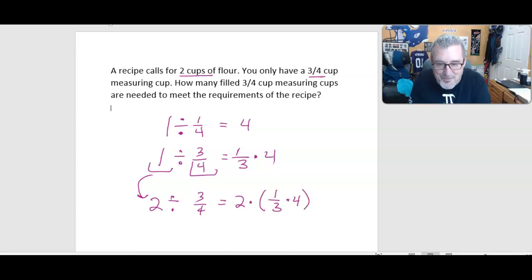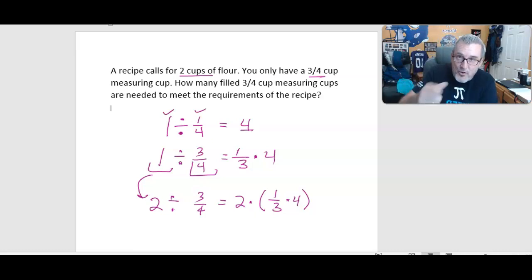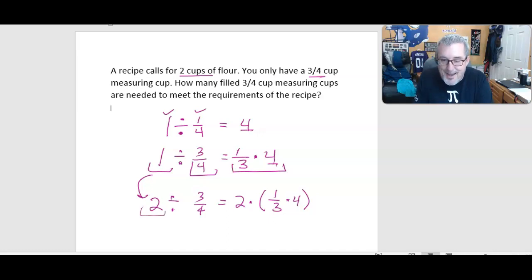All right, so watch the flow here. I start with what's easier to think about. It's easier to think about 1 cup of flour and a 1/4. It takes 4 scoops, 1/4, 1/4, 1/4, 1/4 to make 1. Then I make the scoop 3 times as big. And if you make the scoop 3 times as big, you're going to need 1/3 as many of the 4. And then I say I need actually 2 cups of flour. I have twice as much flour, which means I'm going to need twice as many scoops.